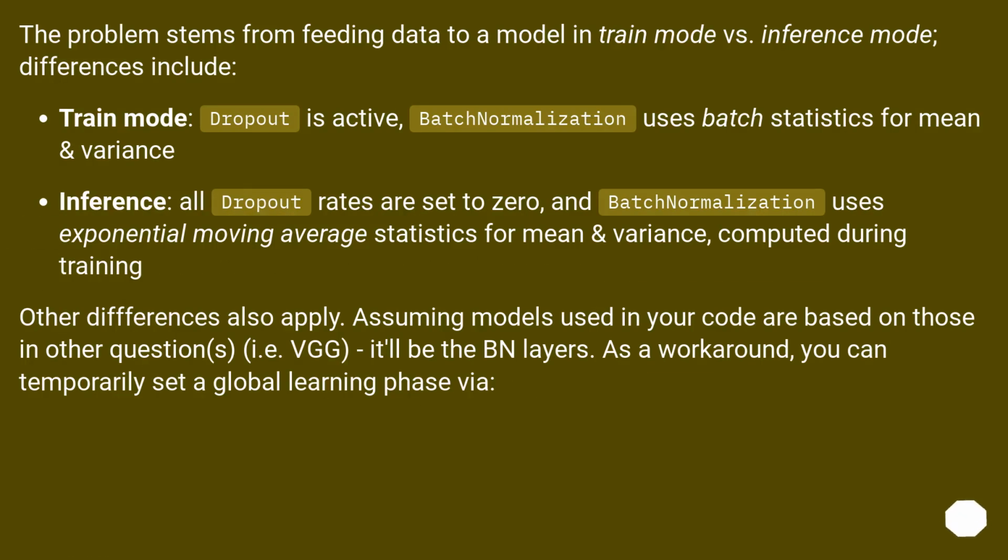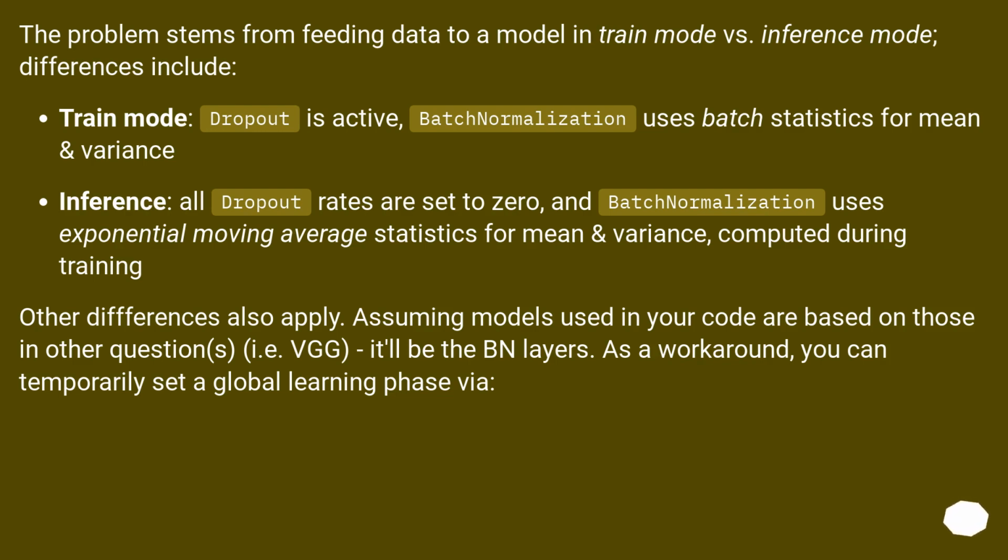The problem stems from feeding data to a model in train mode versus inference mode. Differences include: in train mode, dropout is active, and batch normalization uses batch statistics for mean and variance. In inference, all dropout rates are set to 0, and batch normalization uses exponential moving average statistics for mean and variance, computed during training. Other differences also apply.